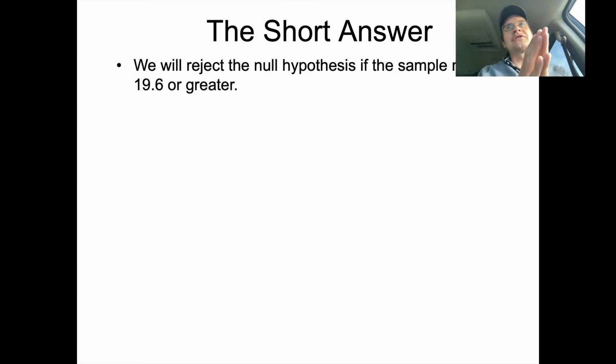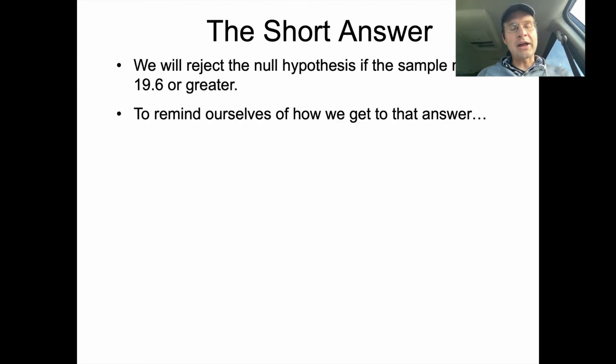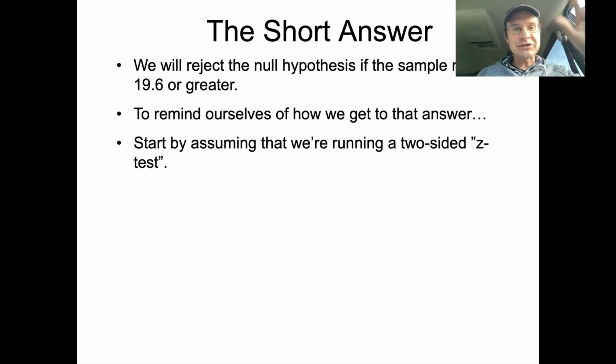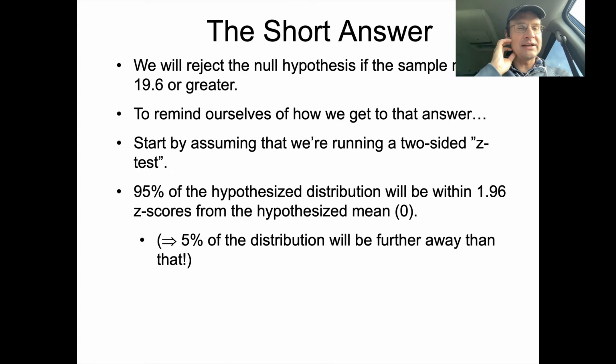And I'm just going to focus on that greater than option in walking you through the math of this. But actually, on the other side, we'd reject the null hypothesis too. So if our sample mean was less than negative 19.6, then we'd also reject the null hypothesis, just because we'd be so far away from 0 that it would be reasonable to say, I don't think we're getting this result by chance. Okay, so how do we get that answer? We'll just assume we're running a 2-sided z-test here, even though that's not a real thing, but that makes the math a little easier for us to digest.